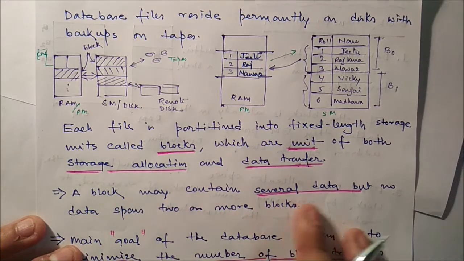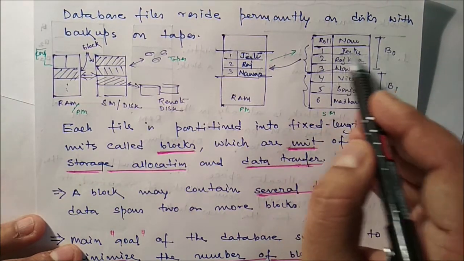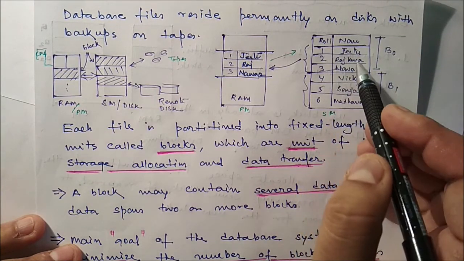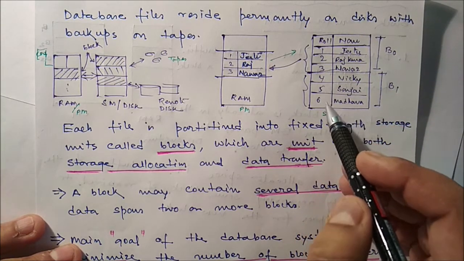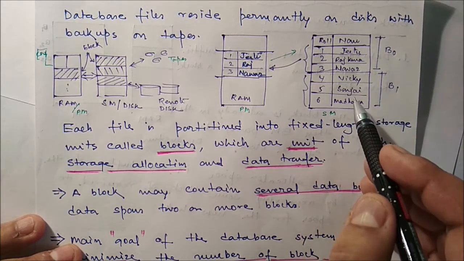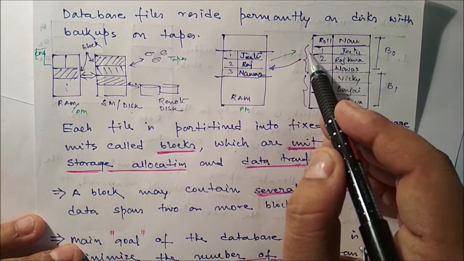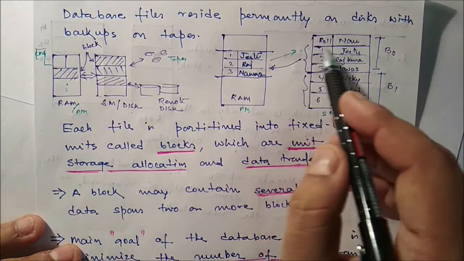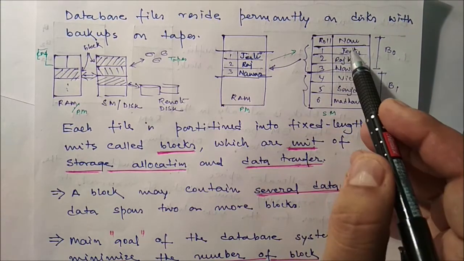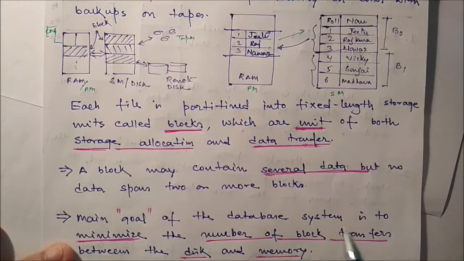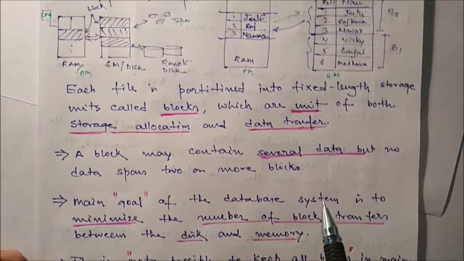Now a block may contain several data items but no data item spans two or more blocks. Suppose this is one block. Here three records are there, say roll number and name: 1 2 3, Jitu, Rajkumar, Nawaz. Here is another block where we can store 4 5 6, Vicky, Sanjay, Madhavan. It is not possible that a particular record spans two or more blocks. The main goal of the database system is to minimize the number of block transfers between the disk and the memory. Are you getting this one?